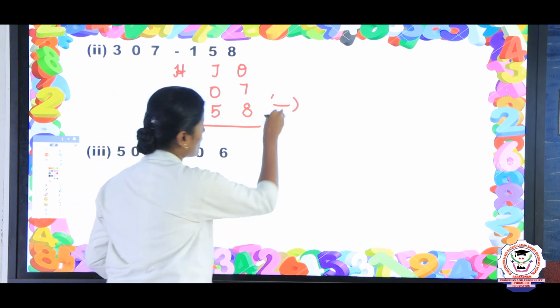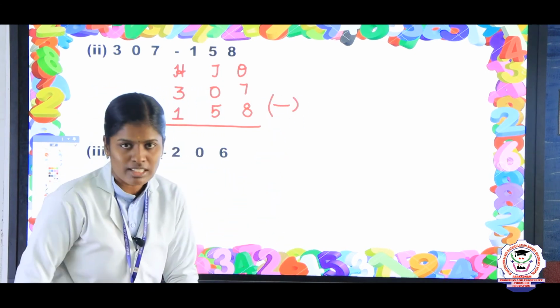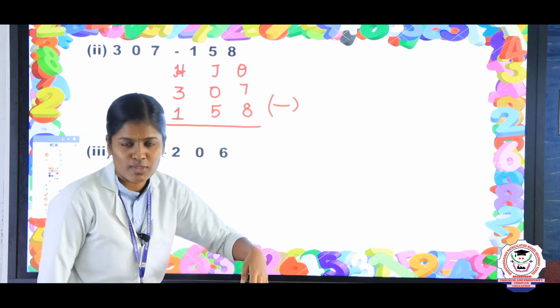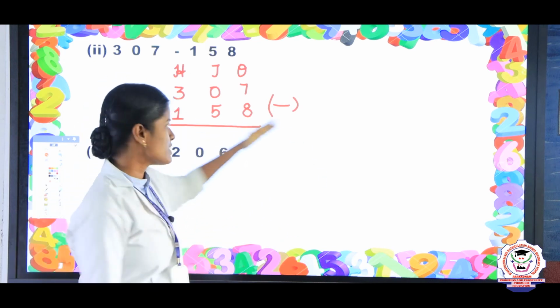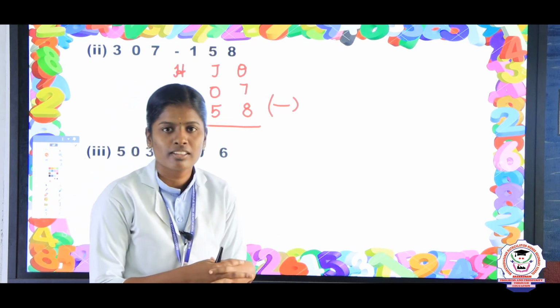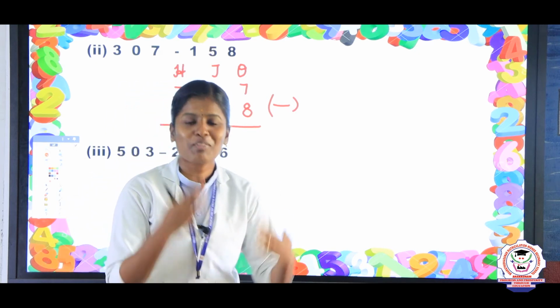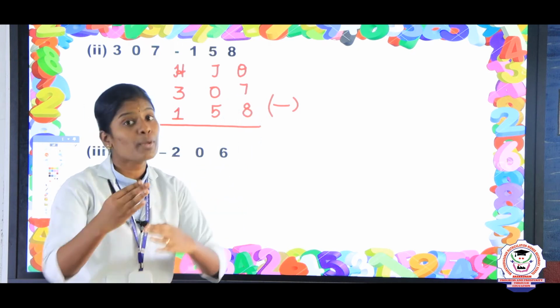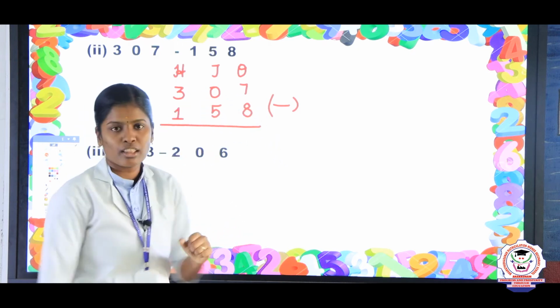You all know when subtracting, first we will take the ones place value, then the tens place value, then the hundreds place value. Now listen Kiran, 7 minus 8 is possible? No, it is not possible. Why? Because 7 is the smaller number and 8 is the greater number. Now we are going to borrow from the tens place value.